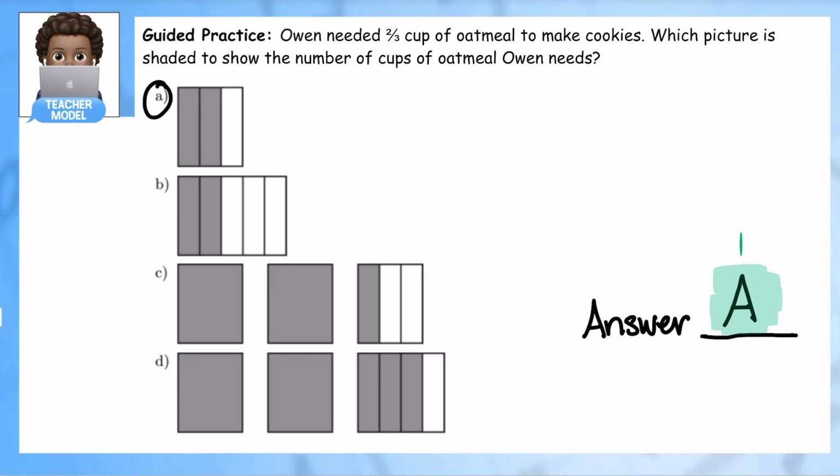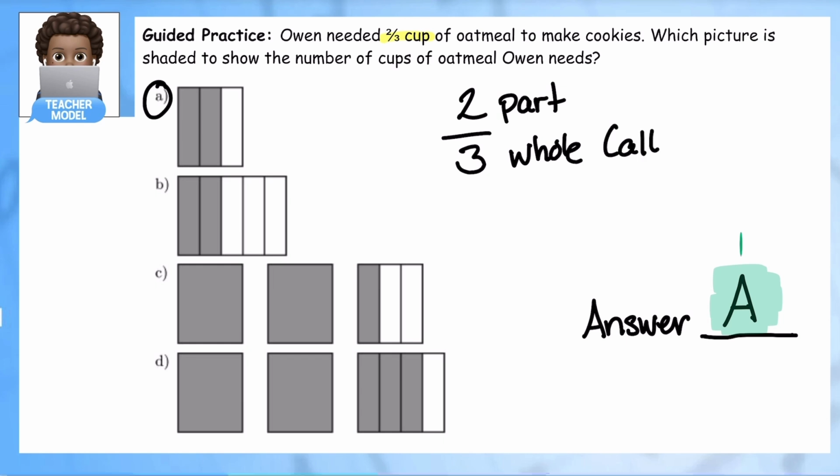Owen needed 2/3 cups of oatmeal. So what do we know about 2/3? Again, the 2 shows me the parts that he has out of the whole, or in other words, all the equal parts. So I'm really looking for something broken up into 3 pieces and where 2 of them are shaded. That's why A works, because I have 1, 2, 3 pieces and 2 of them are shaded, so this represents 2/3.